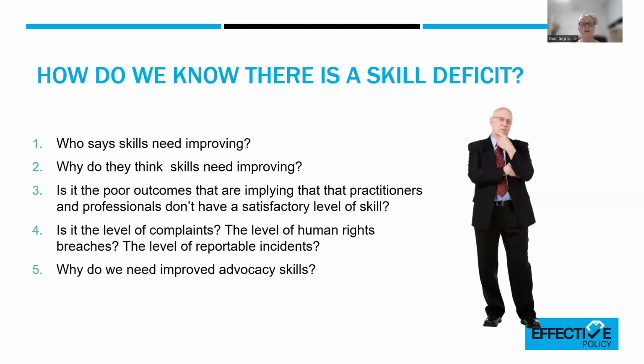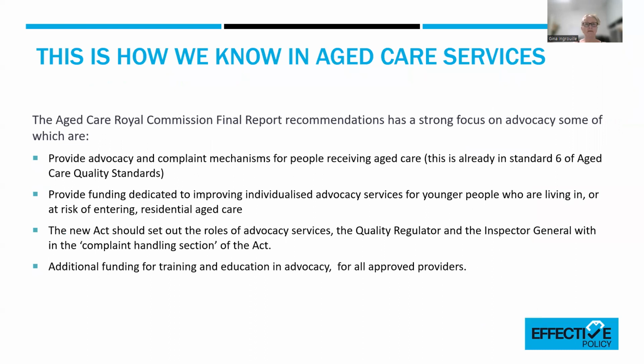So how do we know there is a skill deficit? Well, who says skills need improving? Why do they think skills need improving? Is it the poor outcomes that are implying that the practitioners and professionals don't have a satisfactory level of skill in advocacy? Is it the level of complaints, the level of human rights breaches, the level of reportable incidences that's occurring within the aged care sector and the disability sector? Why do we need to improve advocacy skills?